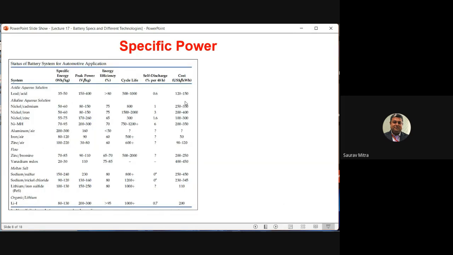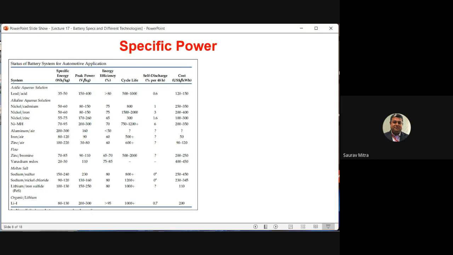Specific power table, as we have found the specific energy table. So the specific energy table and specific power table will not be asked in the exam, but just for your knowledge and for comparison, you should have all this with you.